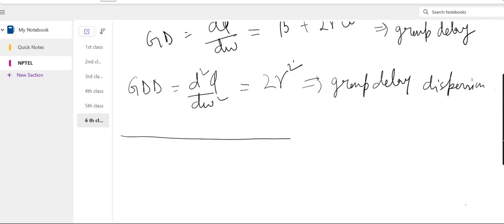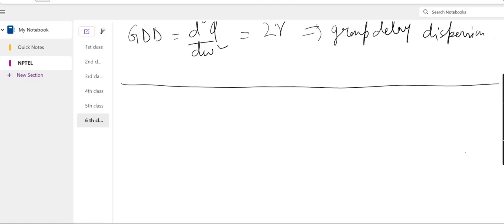So I want to give you some basics of dispersion, like basic description of dispersion. What does this dispersion or group delay do to any pulse? That is the very important aspect of this course, or ultrafast optics.